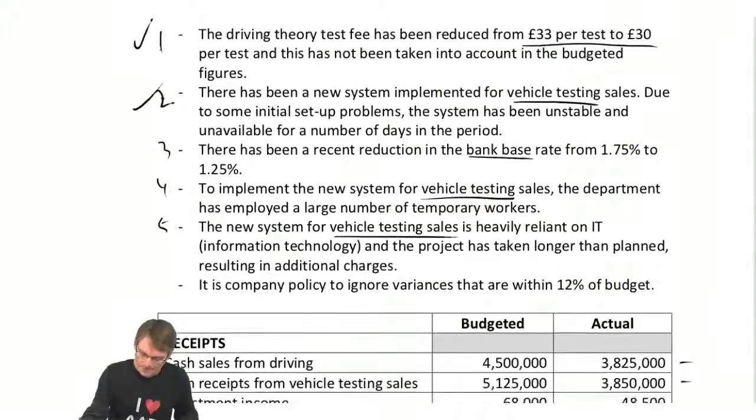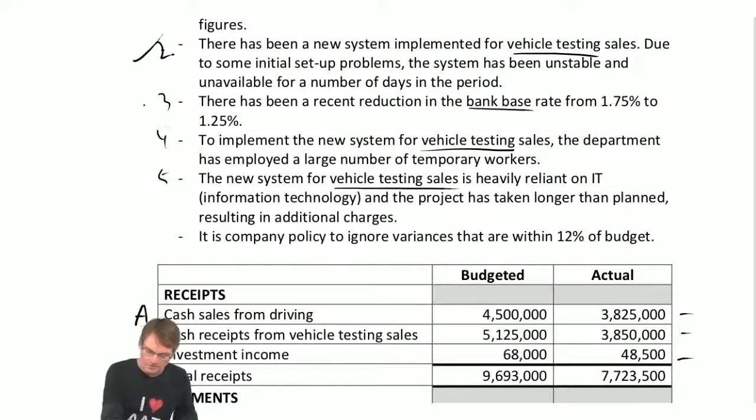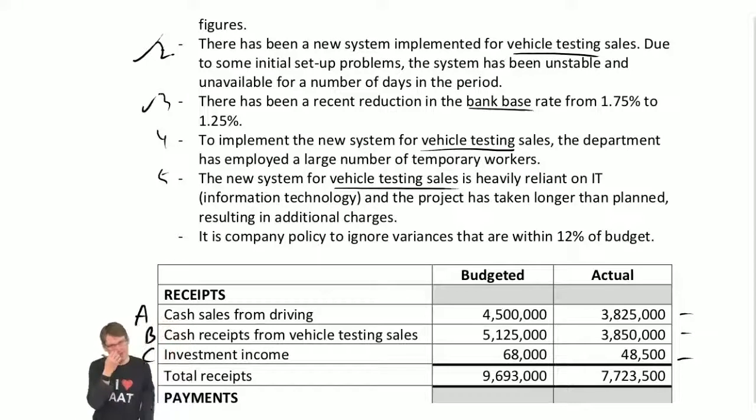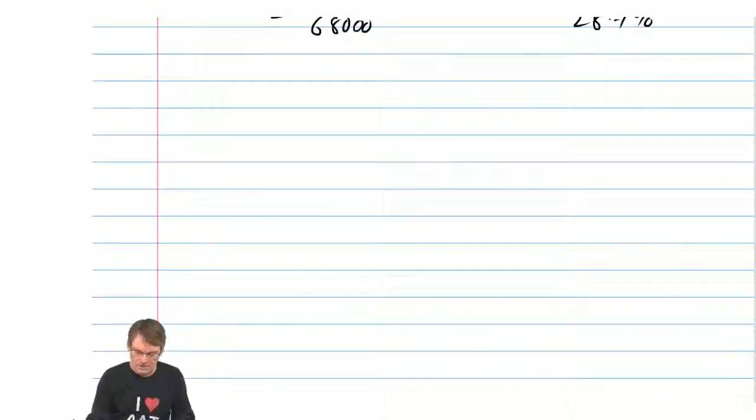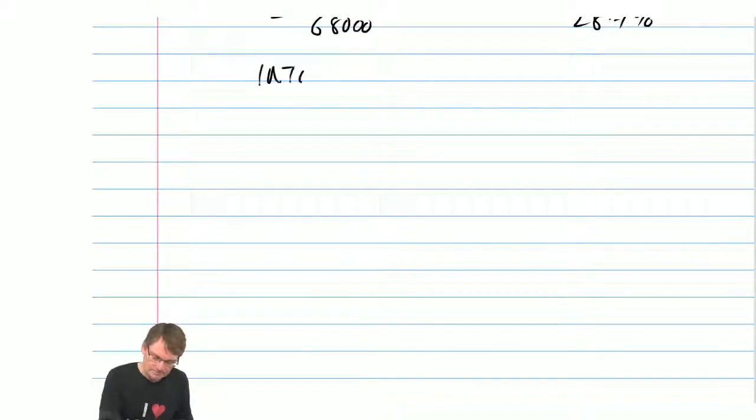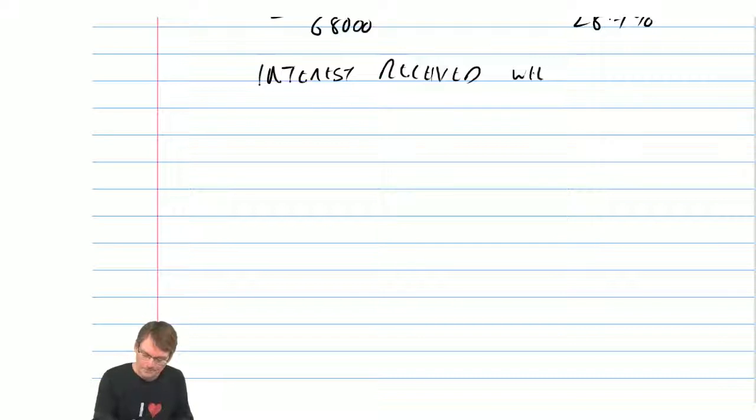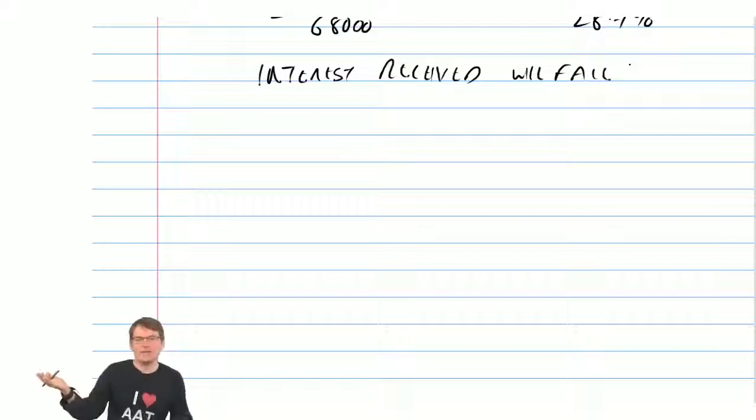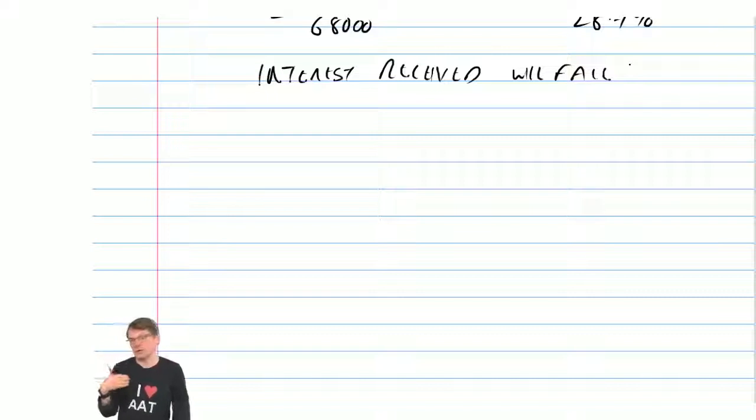We are told the base rate has gone down. If the base rate goes down, it means that the amount of money that we earn from our savings will go down. So, interest received will fall. Bank base rate goes down, interest rates go down, the amount you receive as a saver goes down. So the interest received will fall.